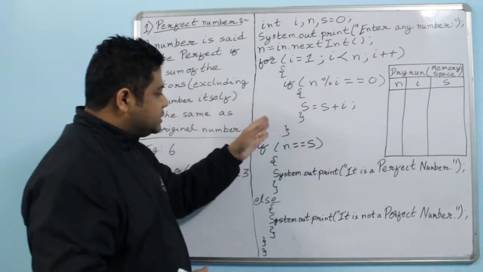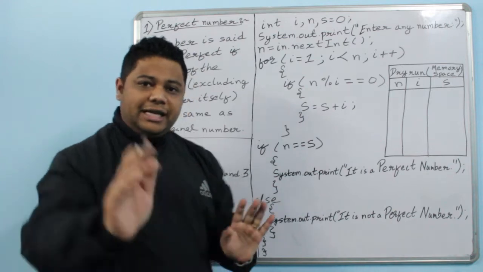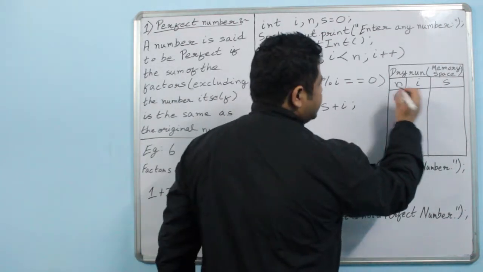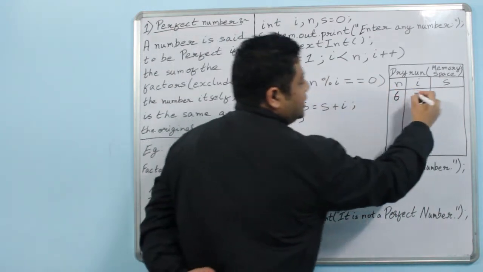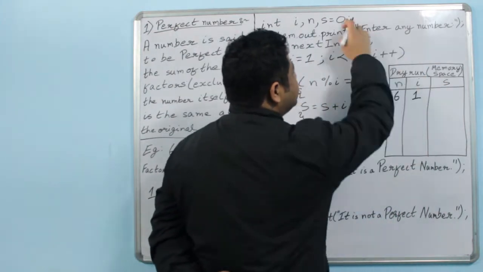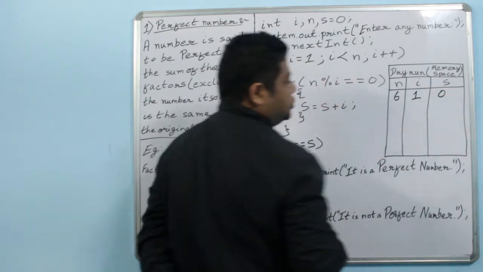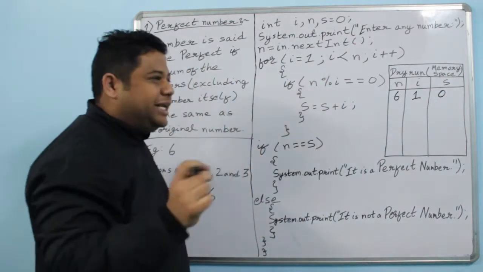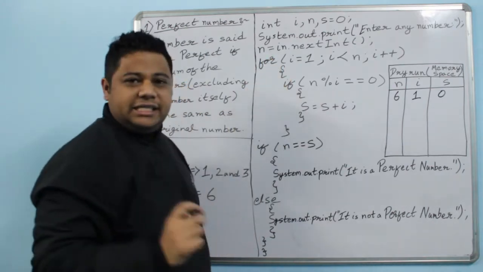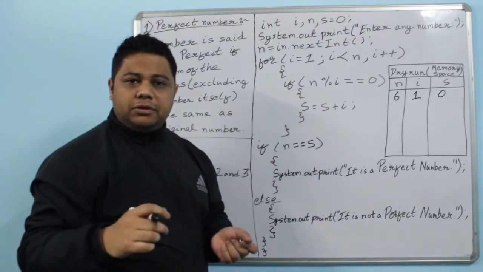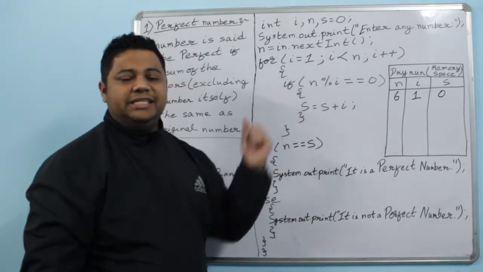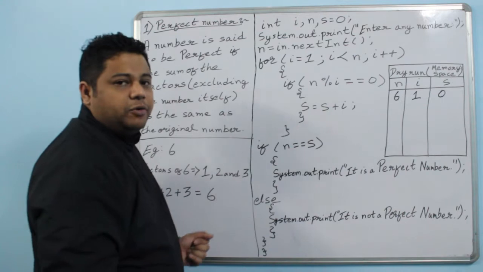So to explain this part, I'll show you the dry run. Let's take the example of the number 6. So n over here is 6, i equals to 1, and s, the sum, is set as 0. So it comes into the for loop. I have used a for loop over here because we need initialization, condition and increment, so it's better to use a for loop, but it can be done with while and do while as well. But it's easier to use for in this type of program.